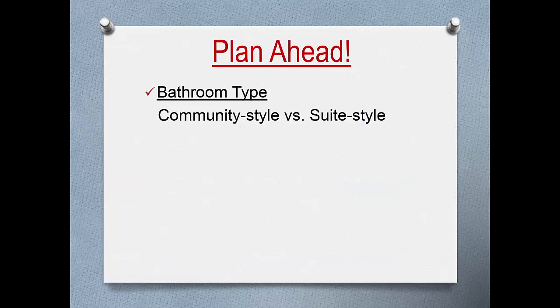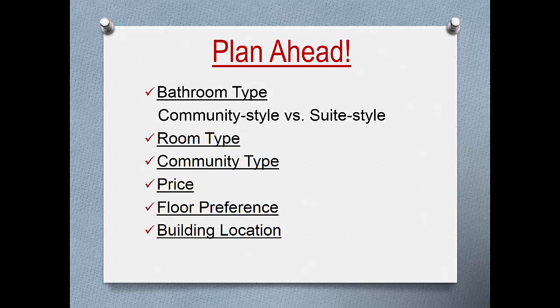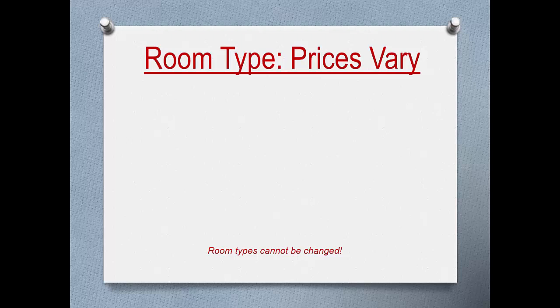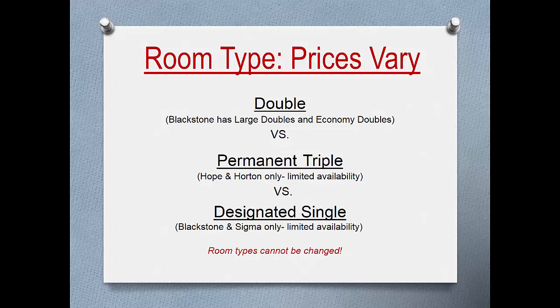We think it's important to think ahead about your options to determine a couple of places you might want to live. Each building is different, including bathroom types, room sizes, community types, pricing, floor dynamics, and the location on campus. There are a few different room types available that have different price points, including traditional double rooms, Blackstone economy doubles that are about 150 square feet, which is probably a little larger than your bedroom at home. There are also large permanent triple rooms in Hope and Horton, and designated single rooms in Blackstone and Sigma.